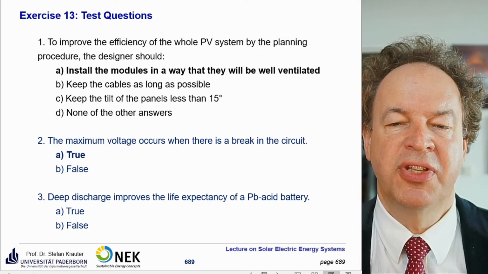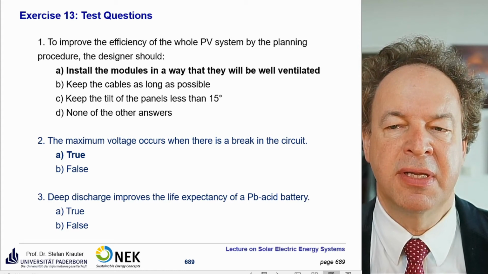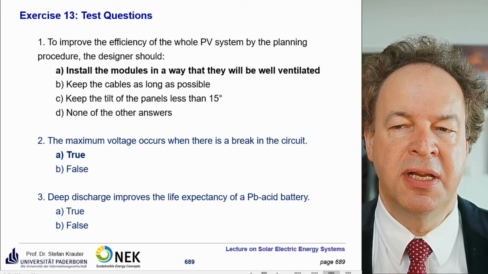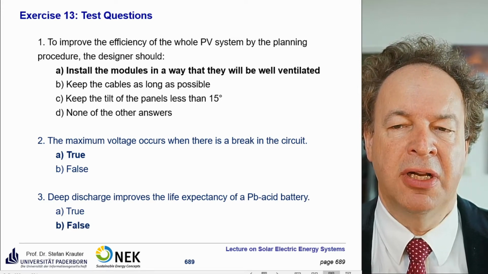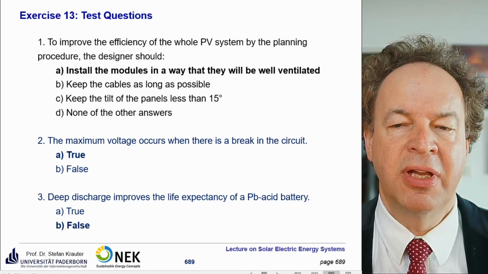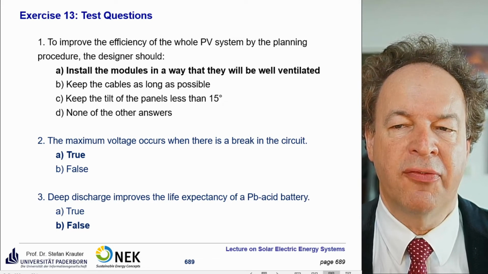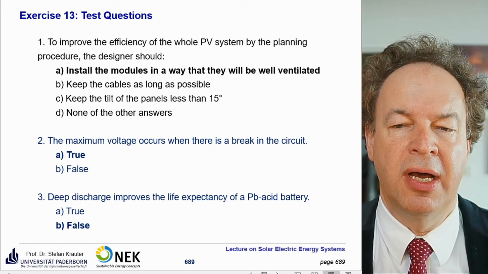Deep discharge improves the life expectancy of a lead acid battery. Is it true or false? Lead acid batteries are really sensitive, so with deep discharge the life expectancy is drastically reduced. So that's nonsense. This is false. Maybe you have heard about nickel cadmium or nickel hydride batteries that it's good to discharge them deeply once in a while due to the memory effect, where they forget something about their real capacity. But first, you don't do it at every charge, you just do it once in a while, perhaps once a month or so. But it's not true for lead acid batteries.